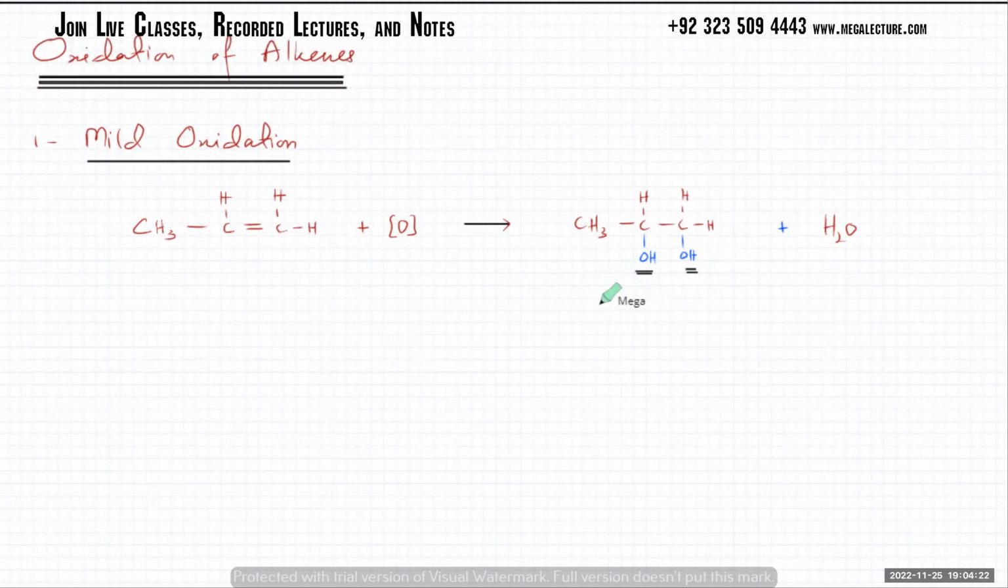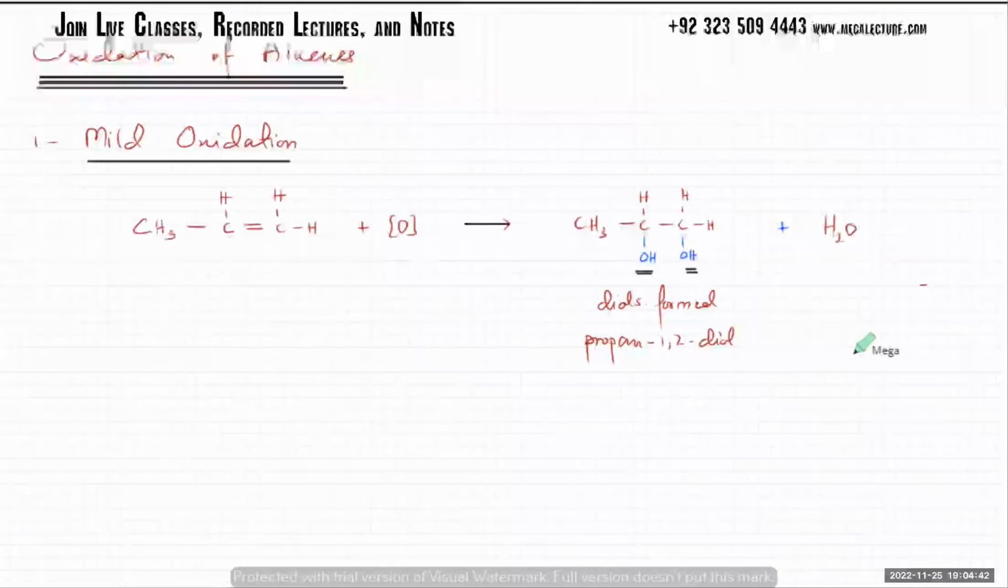And this is literally known as a diol. So diols are formed. The proper name for this one is propan 1,2-diol. ठीक है? तो in this specific case, it's propan 1,2-diol.